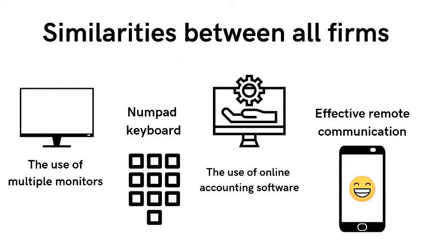Similarities between all the firms. The use of multiple monitors. For the similarities between all firms, they all had a similar approach to both their software and hardware stack. A common similarity among them was the requirement of at least two screens, one of which is usually a portable laptop. Next is the numpad keyboard.